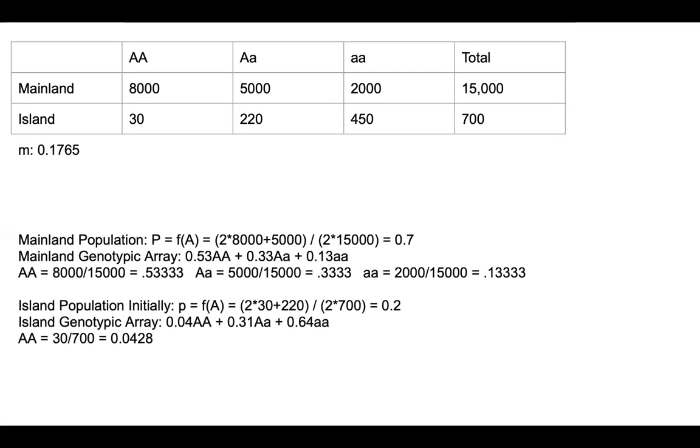So here, we're just looking at the genotypic arrays. As you can see on the mainland, overall 53% are pink, 33% are blue, 13% are green, and then on the island initially there are 4% pink, 31% blue, and 64% are green. But P is the frequency of the big A allele on the mainland, and then little p is the frequency of the big A allele on the island initially.